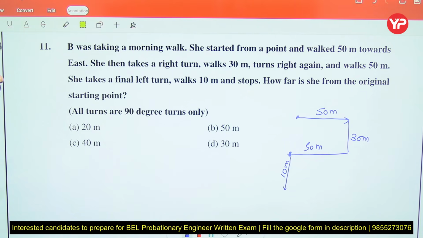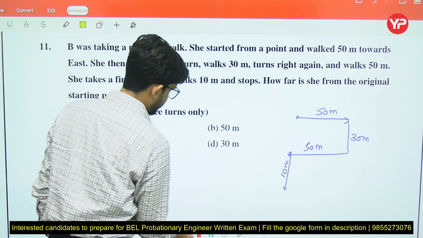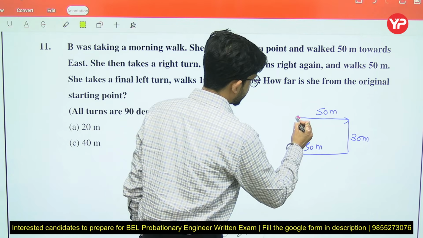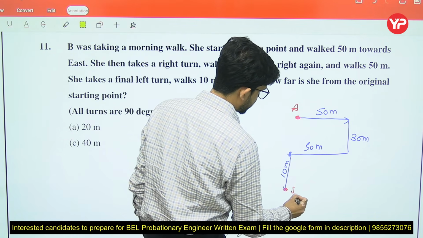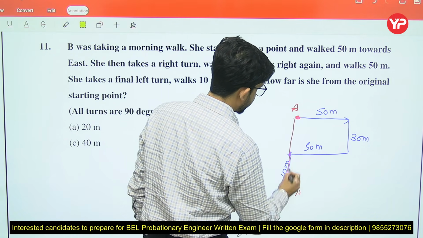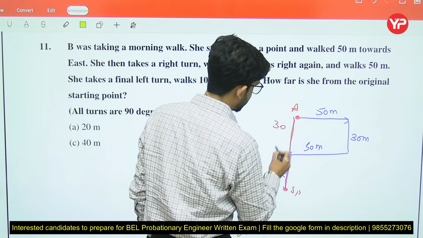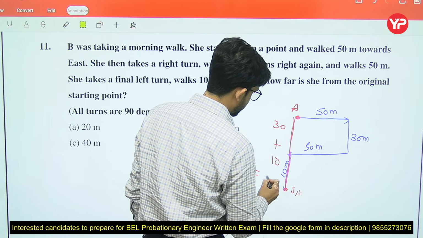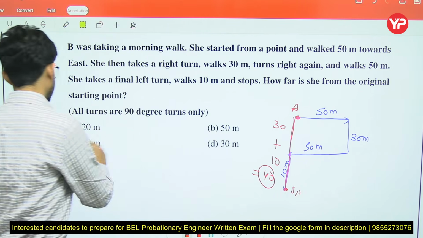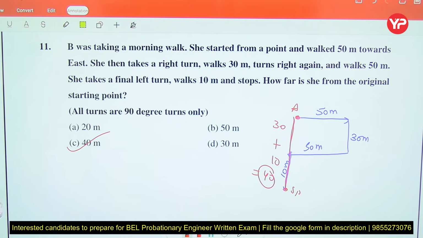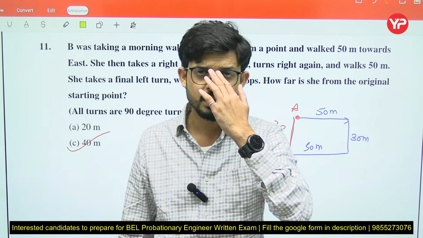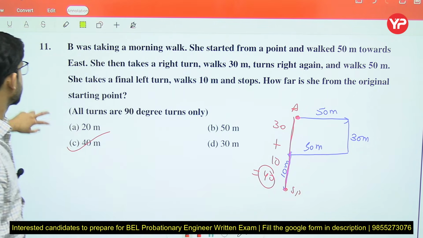How far is she from the original starting point? We know that the original starting point is this A. Stop is here. If I calculate it directly, that is 30, that is 10, and plus is equal to 40. So our answer will be 40 in the south direction. If I have to find the direction also, then it will be in the south direction.